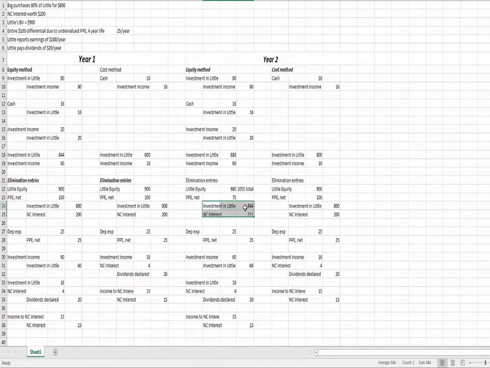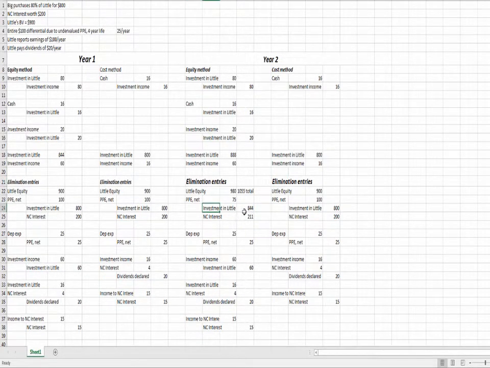Now, a couple things to notice here. This 844 for the investment in Little, that is the beginning of year 2 investment balance. Let me go ahead and put these in bold font to better visually set them apart. That is the same as the end of year 1 balance. That's by design. That's how things roll forward from one year to the next. The end of year 1 investment becomes the beginning of year 2 investment.